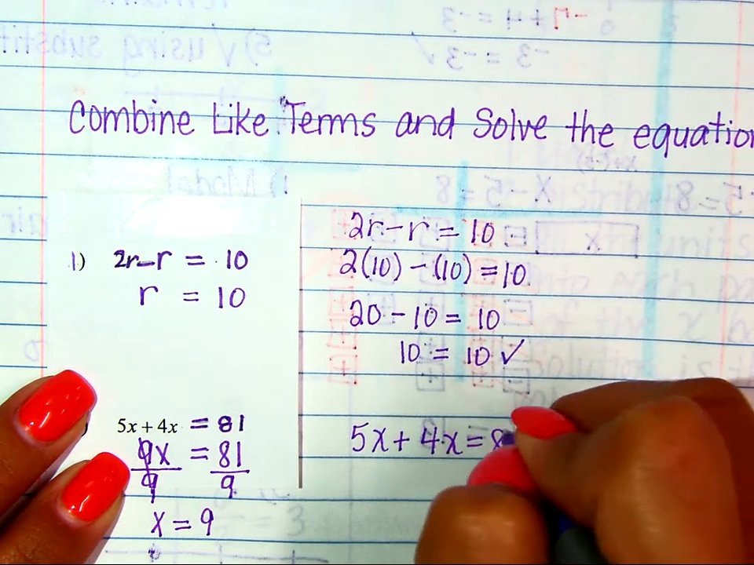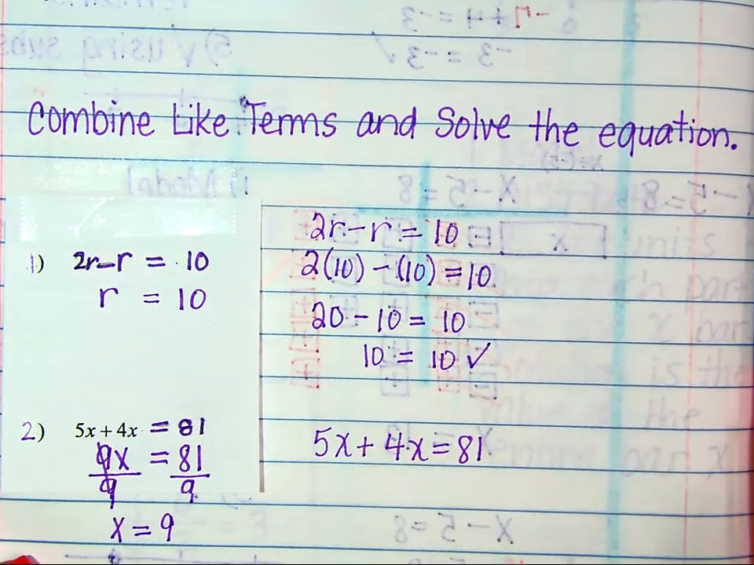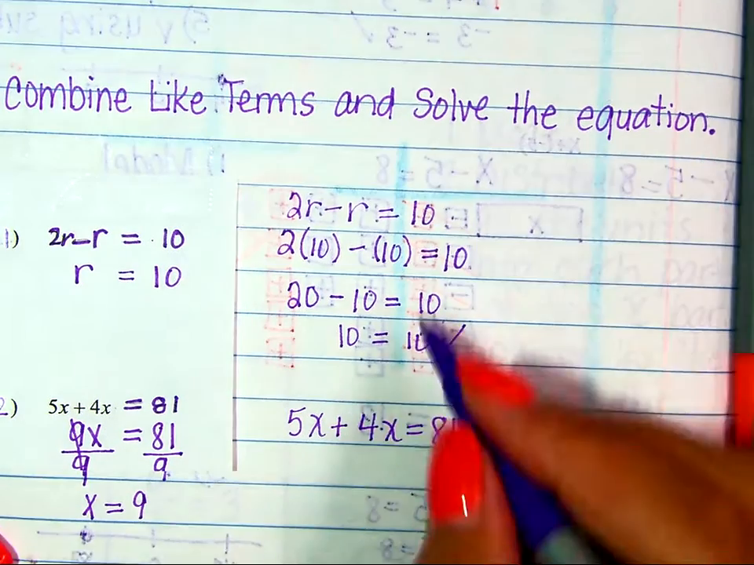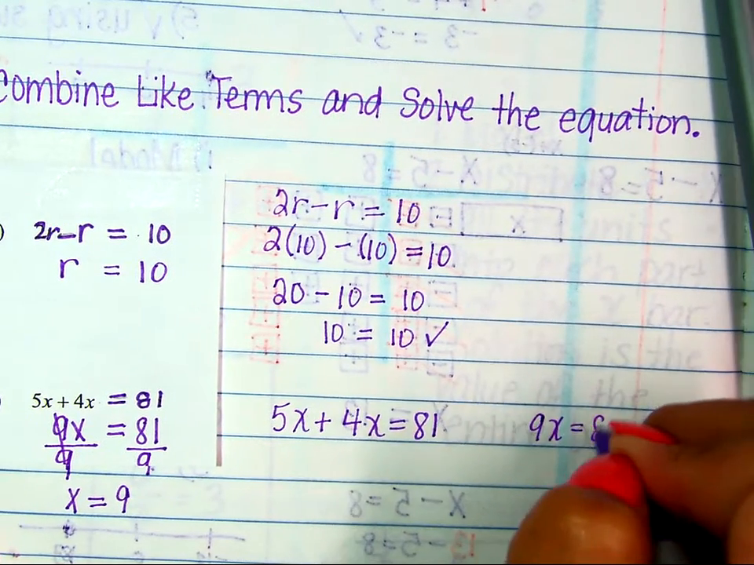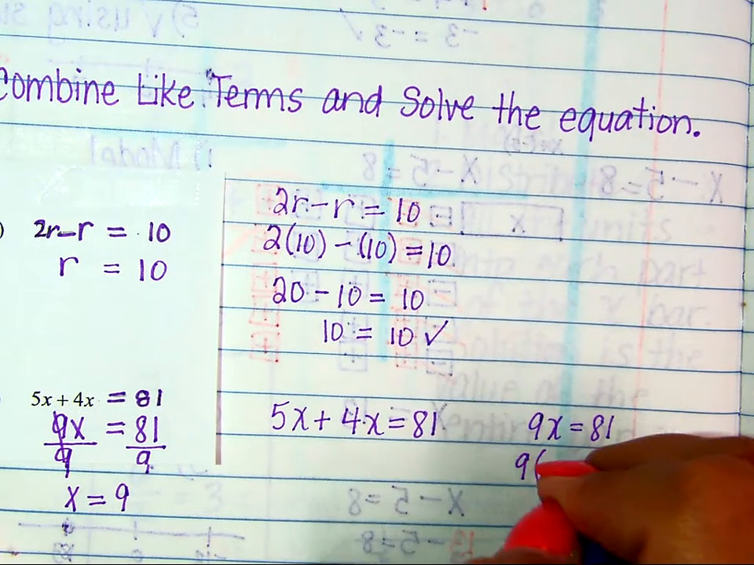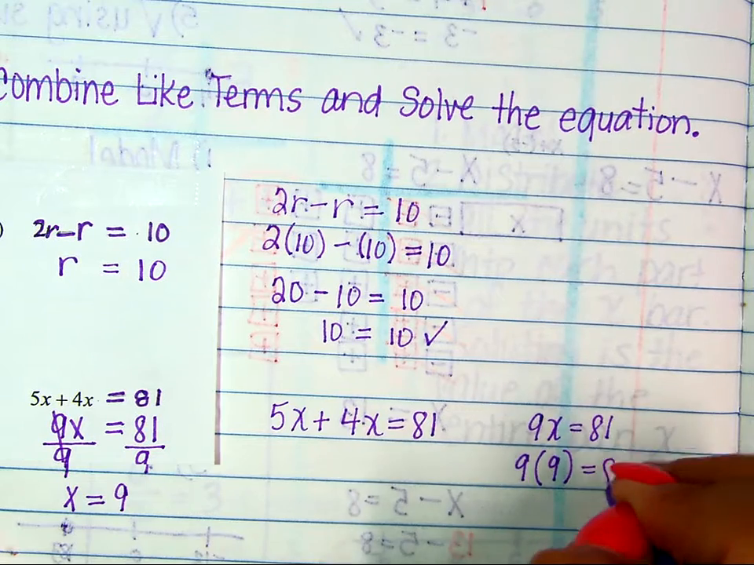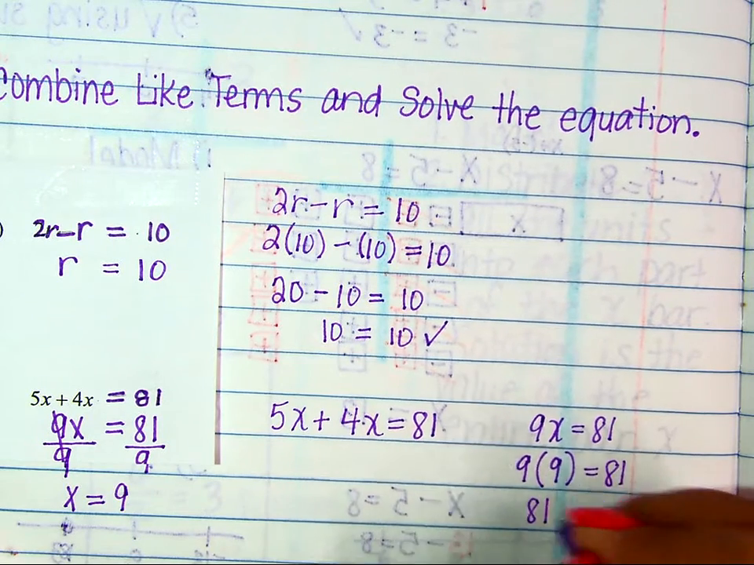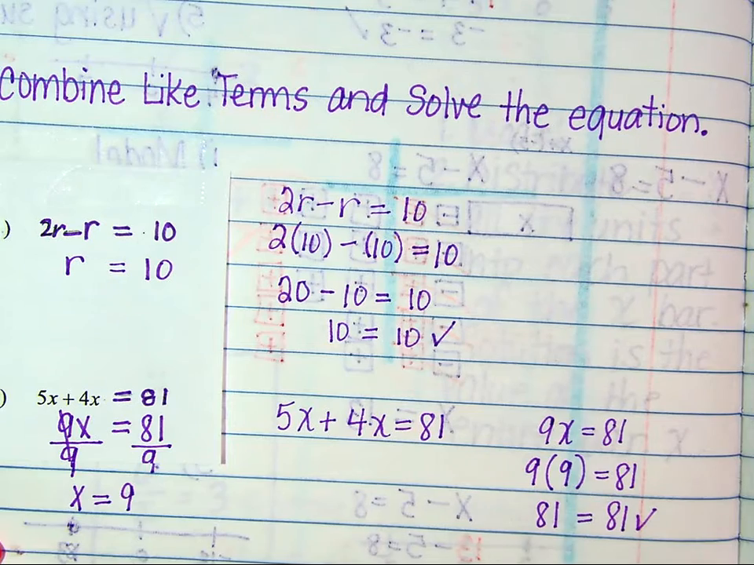Okay, let's substitute for x and see if this is correct. Now you could substitute after you combine like terms. So we combine this to say 9x equals 81. So we have 9 times 9. Does that equal 81? Yes, it does.